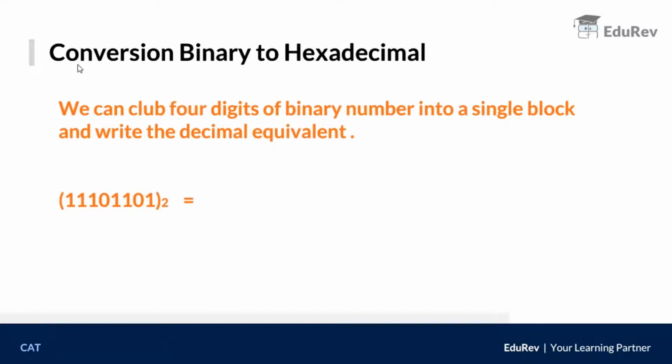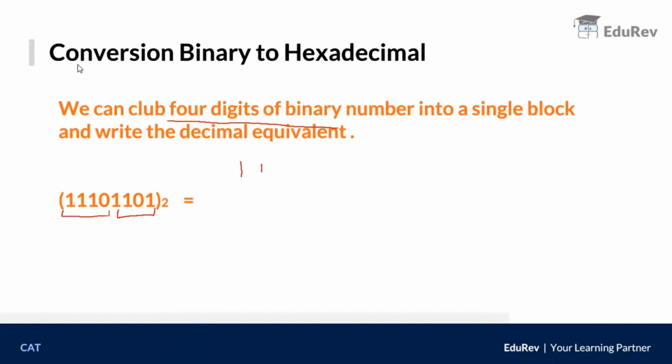Now, let's understand how to convert binary to hexadecimal. See, for octal, we were forming a group of 3 numbers. For hexadecimal, we are going to form a block of 4 numbers. That's the only difference. So, we are going to club 4 digits together. So, we'll start from the right hand side again. So, this is your first block. This is your second block. The rest of the entire process remains the same.